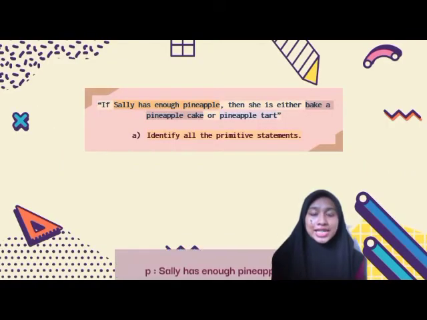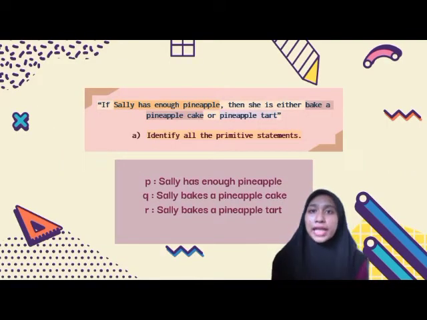For the first question, identify all the primitive statements. Sally has enough pineapple. We label it as p. Next, she is baking a pineapple cake. First, we need to rephrase the sentence into Sally bakes a pineapple cake and we label it as q. Lastly, Sally bakes a pineapple pie and we label it as r. Just a reminder, when we identify the primitive statements, we must label them with lowercase letters.